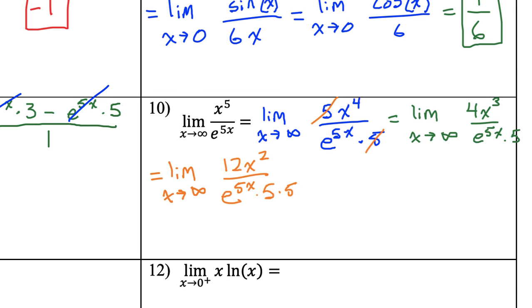And you can kind of see the progression of what's going to happen. Until we get rid of this x, we're always going to have infinity divided by infinity. So if I keep going, dot, dot, dot, eventually I get 24x over 5 to the power of 3 e to the 5x, then 24 over 5 to the power of 4 e to the 5x. And finally I can say, okay, when I take the limit as I approach infinity, I get some 24 over infinity, so some number over infinity is 0.